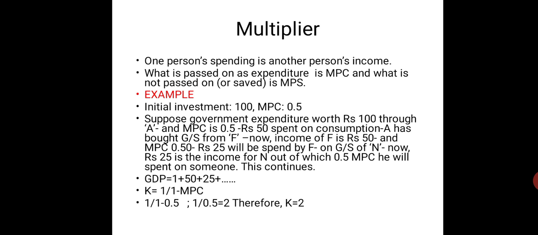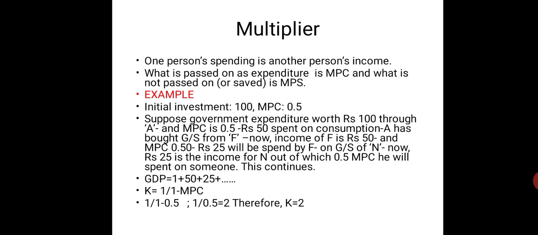Now what Anand is spending is the income of Philbin. That 50 rupees is transferred from Anand to Philbin through the purchase of goods and services. Anand is buying goods and services, and when he buys, he has to give money. That money becomes the income of Philbin. Now the income of Philbin is rupees 50.